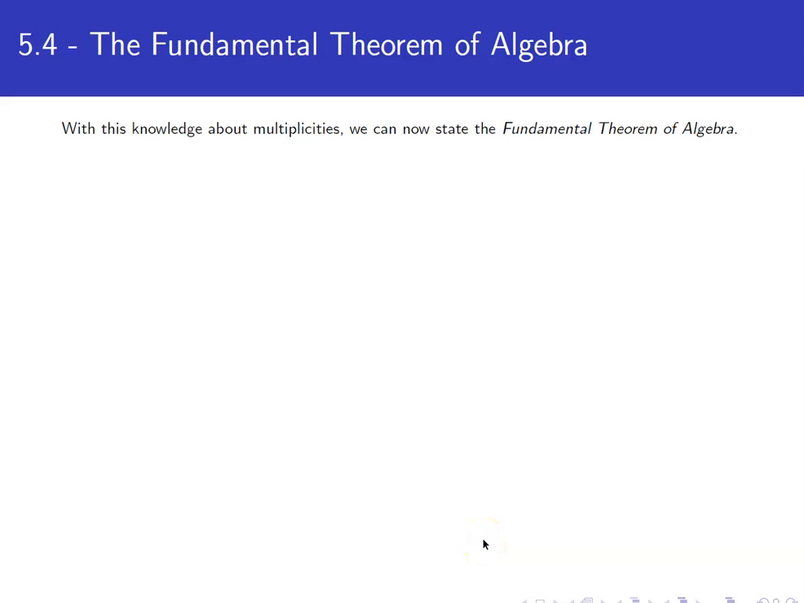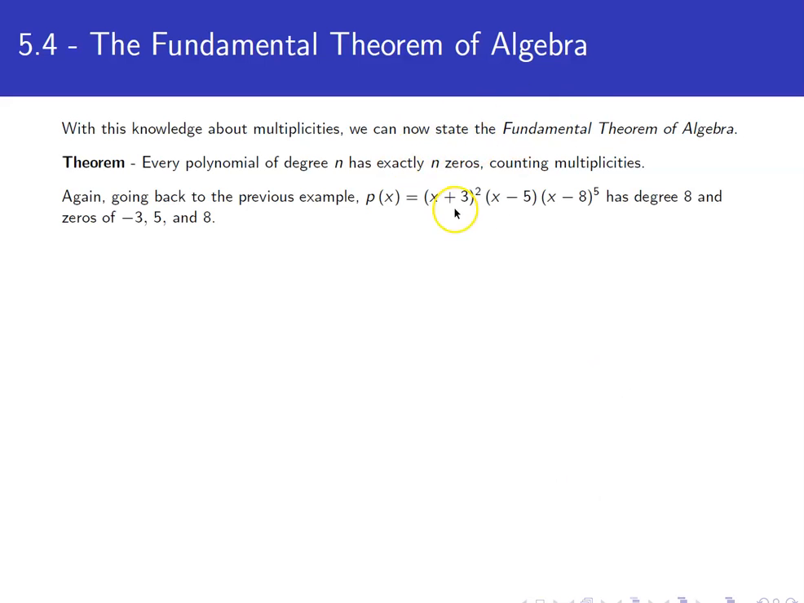So with this knowledge about multiplicities, we can now state what the Fundamental Theorem of Algebra says. It says every polynomial of degree n has exactly n zeros when you count multiplicities. That's what the Fundamental Theorem of Algebra says. Now, we have to be a little bit careful. When we say it has zeros, it may be, in fact, that these zeros are complex numbers. Okay?